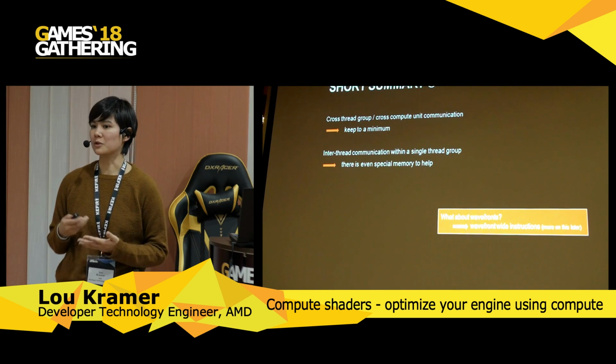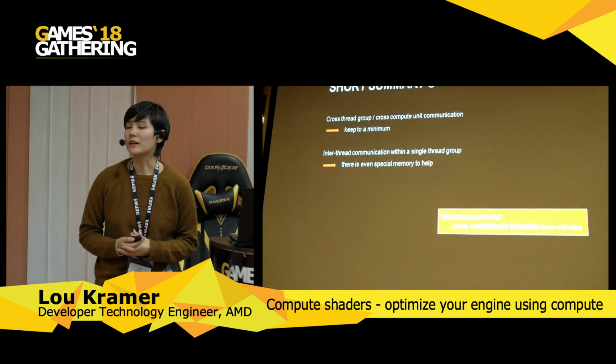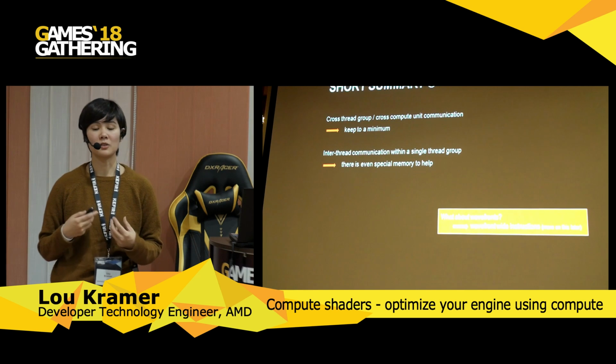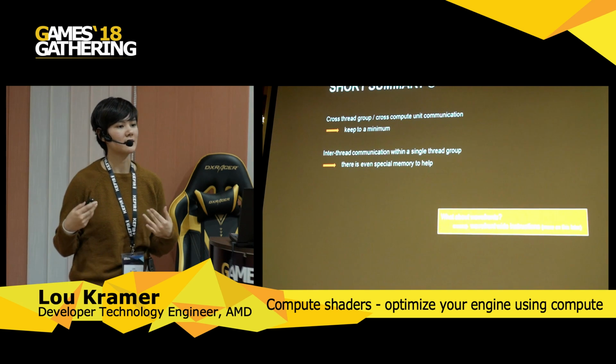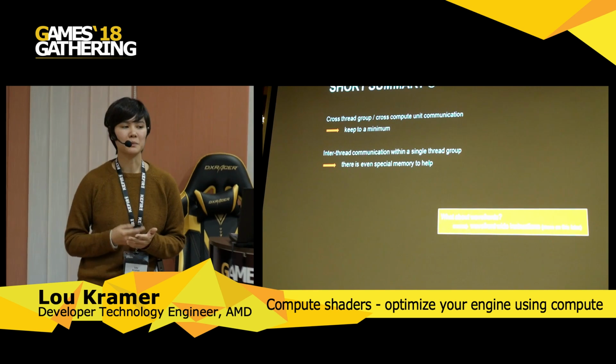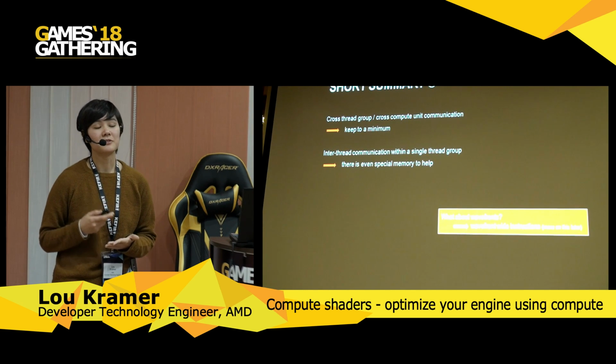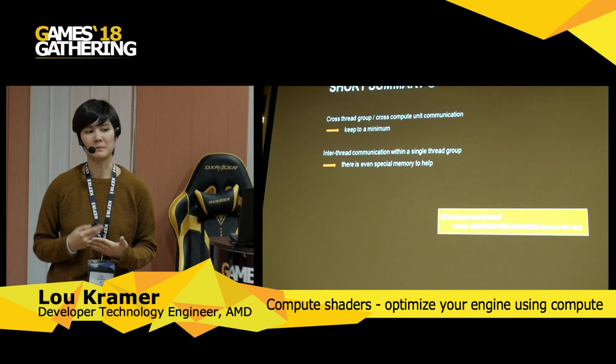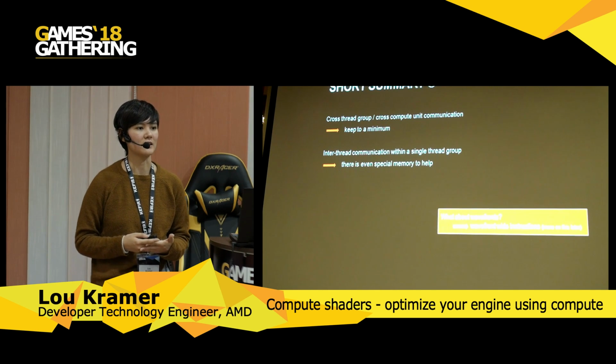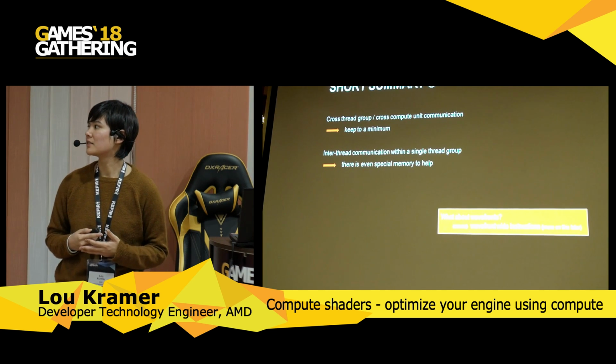So what can we conclude from this section? Well, cross-thread-group communication takes a long time, because it needs to go at least through the L2 cache, so we need to keep it to a minimum. But for thread communication within a single thread group, we even have special memory we can use, the local data share. And this is quite fast.